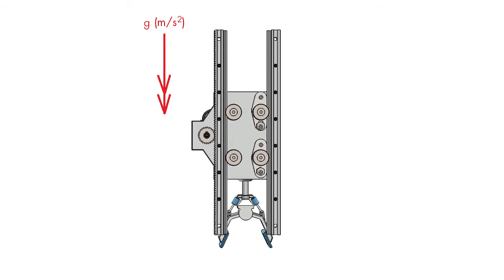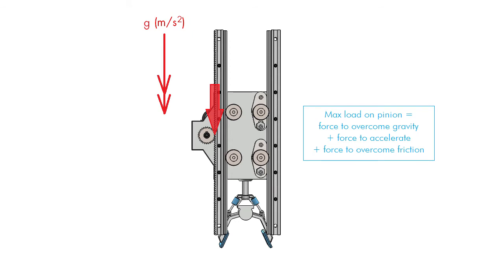However, there will be a force applied to the pinion where it makes contact with the rack. The pinion supports the full mass of the z-axis, so we need to check the magnitude of this load. The highest loads on the pinion will be seen during acceleration and deceleration. This load is a combination of the force required to overcome gravity and raise the carriage, the force to accelerate the carriage along the slide, and the force to overcome resistance to movement as a result of friction.